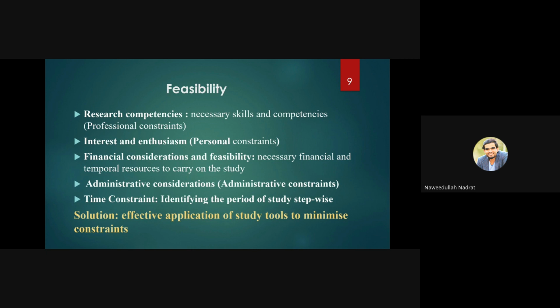Financial consideration and feasibility, that is a very common issue, we all are aware of it, that without any particular funding, big level of organized funding, we can't conduct a very large study. That means we are supposed to conduct a small level study for this dissertation, because there is a time constraint which is written also there, and there is also financial constraint.